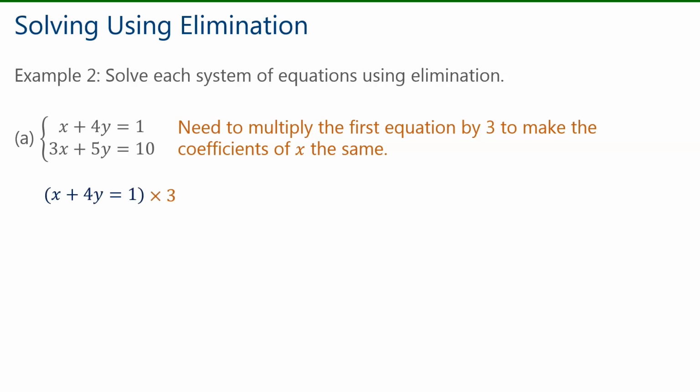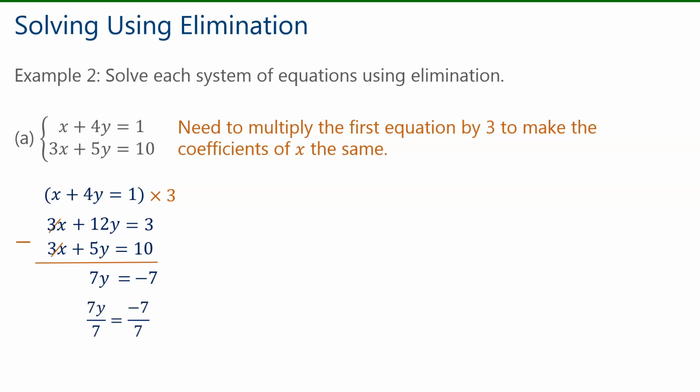So if I do that, I would get 3x plus 12y equals 3. Now let me write the second equation right underneath it. Now since the coefficients of x are both 3, that means I'm going to have to subtract these two equations to eliminate x. So 3x take away 3x is cancelled. Now we have 12y take away 5y, which is 7y, and 3 take away 10 is negative 7. Dividing both sides by 7 now would give us a y value of negative 1.